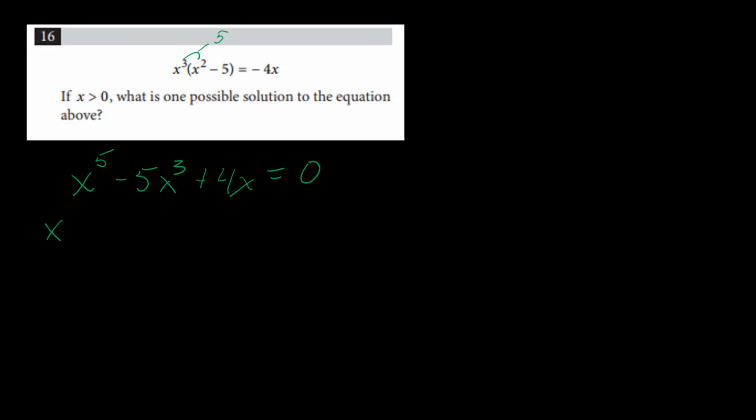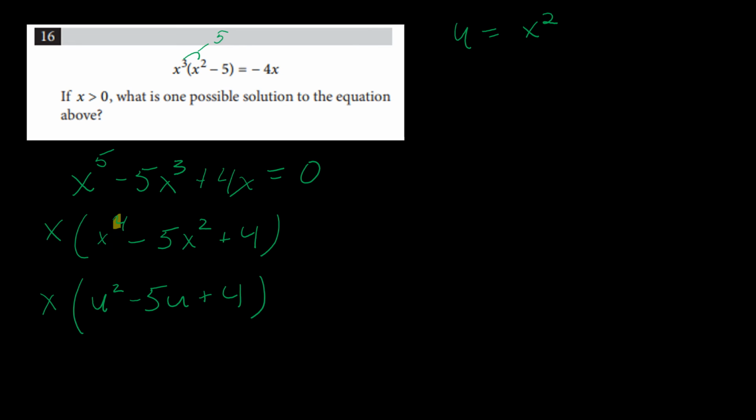I'm going to factor out an x. We factored out an x. So it's going to be x to the 4th minus 5x squared plus 4. And I'm going to just say my random value u equals x squared. Then when I rewrite this, this is going to be u squared minus 5u plus 4, which looks like we can factor.